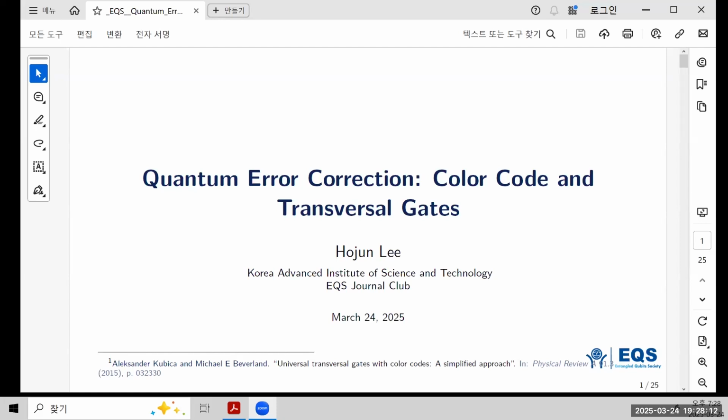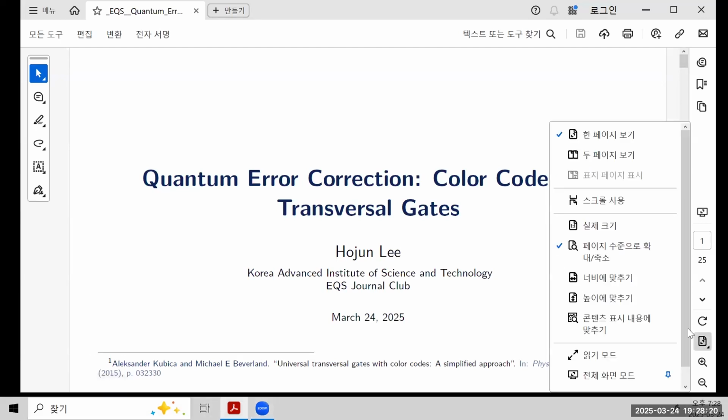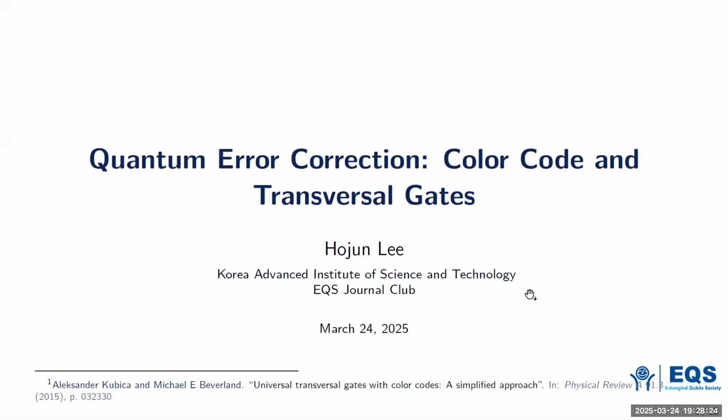Hello, my name is Hojun Lee from KAIST EQS, and today I will talk about quantum error correction, color code, and transversal gates. This presentation is based on the paper at the bottom. If you have any questions during the presentation, please ask me anytime.